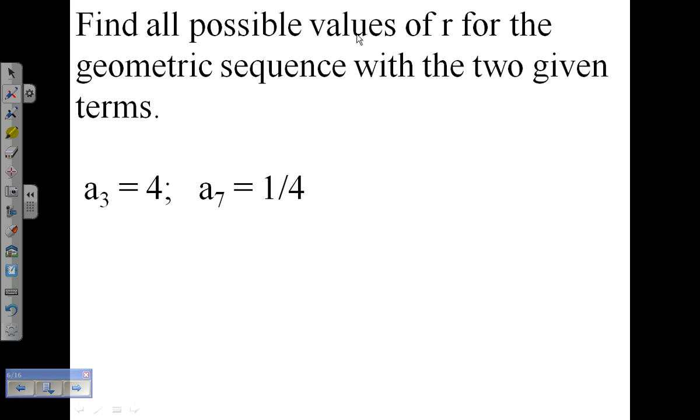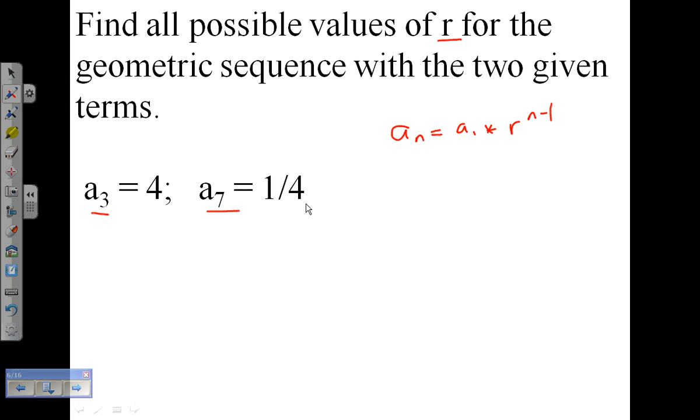Find all possible values for r for the given geometric sequence with two given terms. A sub 3 is 4, and a sub 7 is 1/4. So, this is kind of cool, this type of math. I'm going to use this equation, a sub n equals a sub 1 times r to the n minus 1. I'm going to set up two equations.